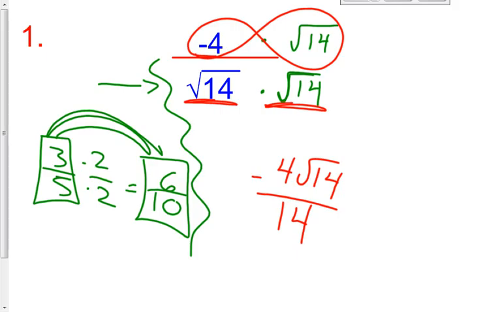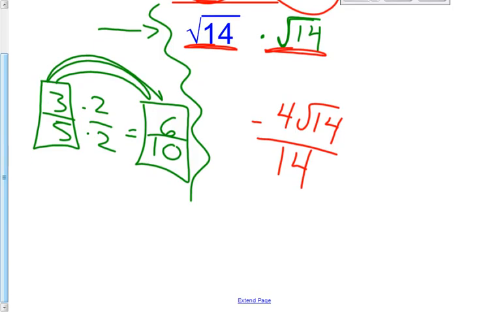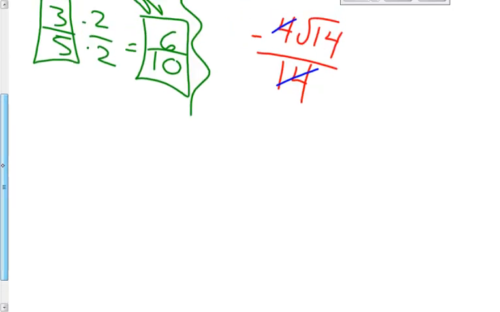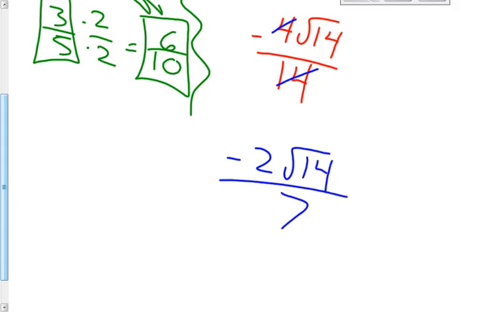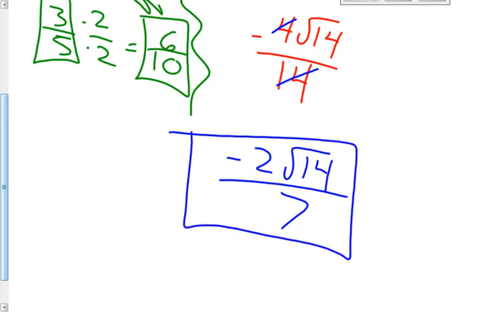Now class, at this point, if you can simplify at all, you do so. And you only simplify the coefficients, or the number in front of the radical. So this right here can be simplified. It might be very tempting, class, to cancel, cancel, but those do not cancel. The square root of 14 does not cancel with 14. So you can't cancel those. You can only reduce the coefficients. So you can reduce these two to make it a negative 2 square root 14 divided by 7. This is your answer for the very first problem. Negative 2 square root 14 divided by 7.